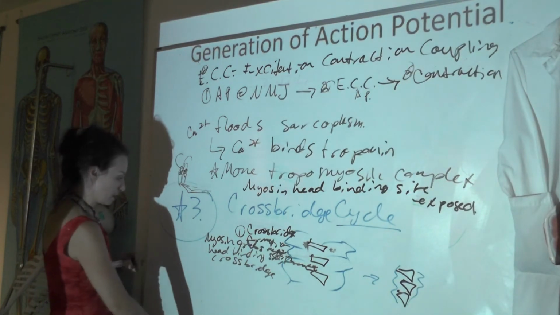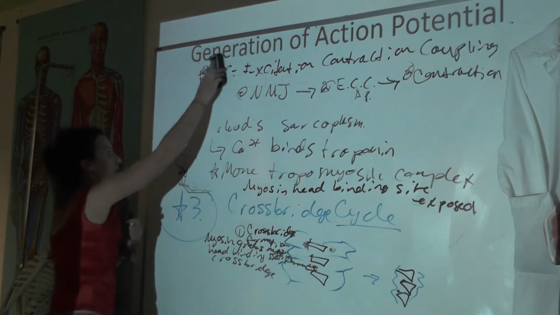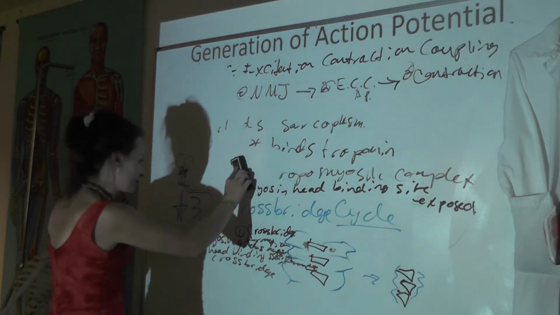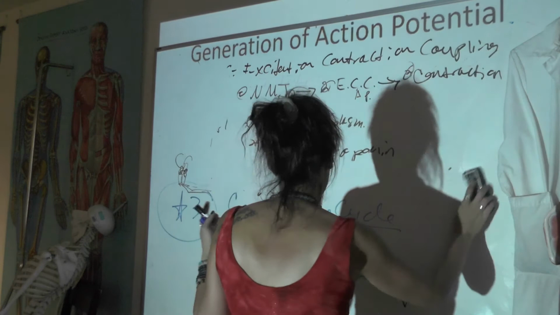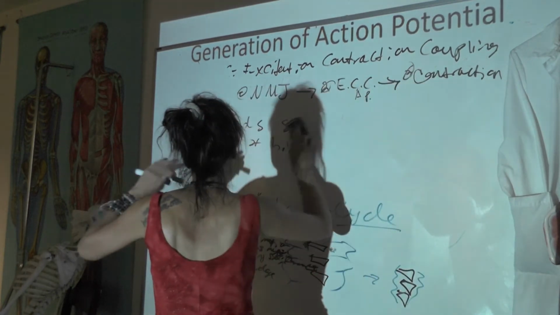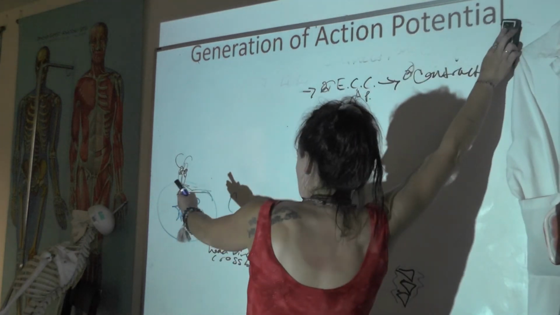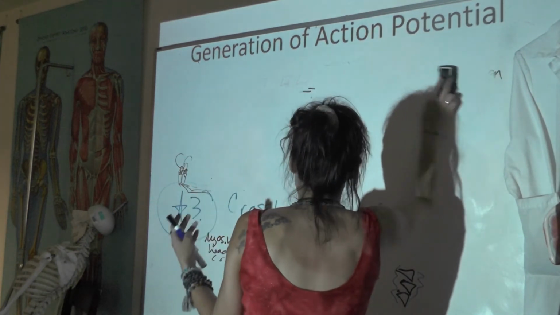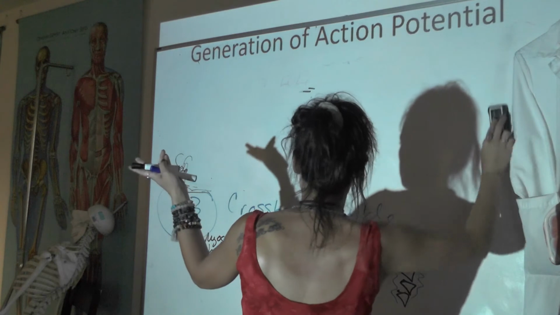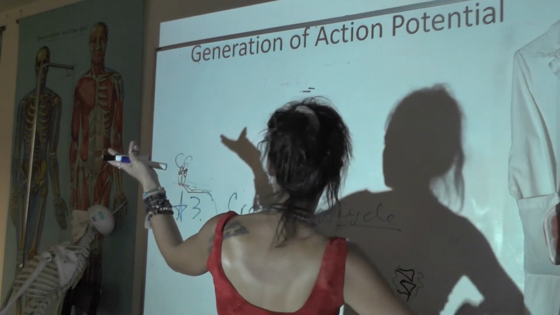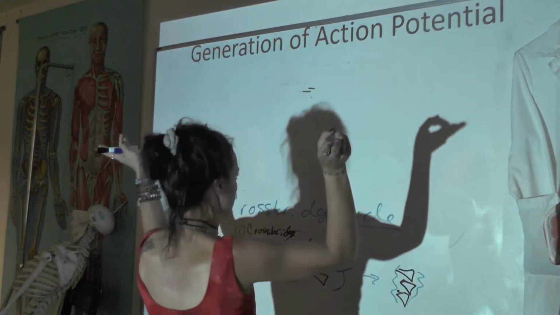The second step is called the power stroke. I'm actually going to erase all the rest of this. The weird thing about calling it a power stroke is that it makes it sound like it requires some power, and it does not. ATP is not required for the power stroke. Myosin, when it is just sitting here relaxed, is already in its high energy conformation.